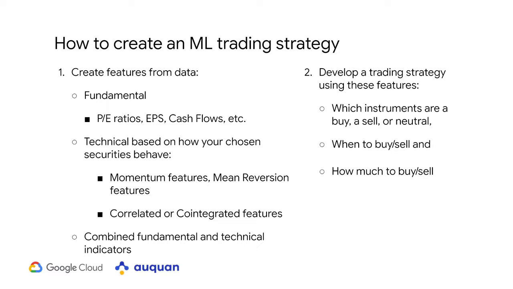Do you want to trade your securities based on momentum or mean reverting features? Or are you more into pair trading, such as correlated or co-integrated features? Decide on one strategy and stick to it.